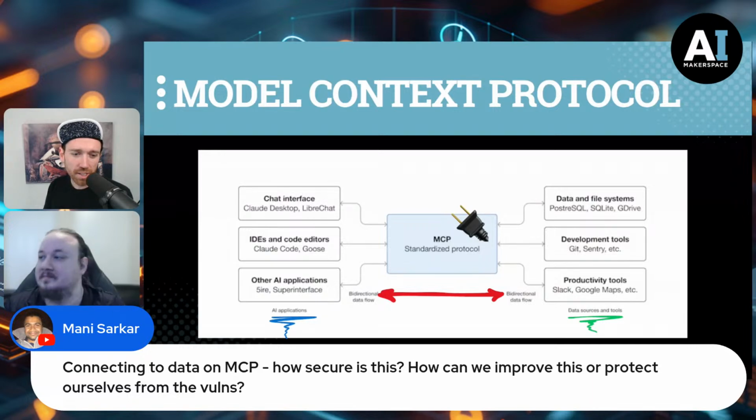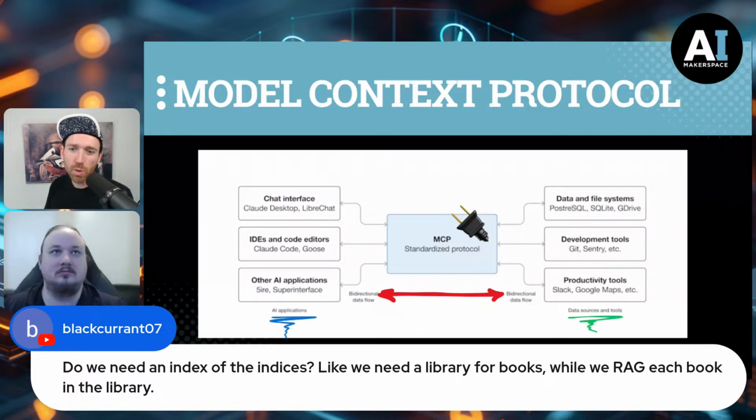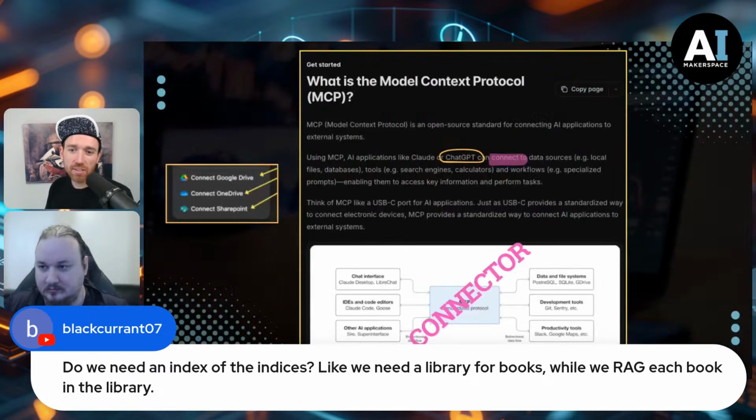Okay, so we've got another question here from Black Currant. Do we need an index of indices? So I think this is in the context of using MCP as the ChatGPT connector here. If we're going to give it access to all of our docs, do we need to provide anything, or is it spinning that up automatically?